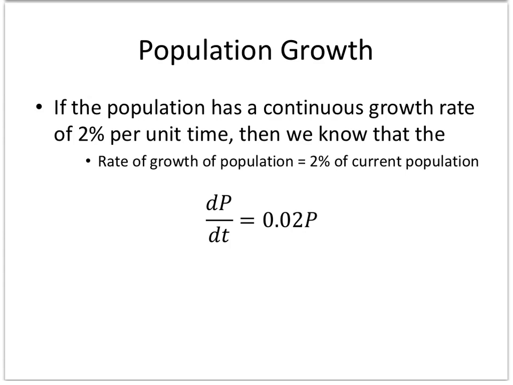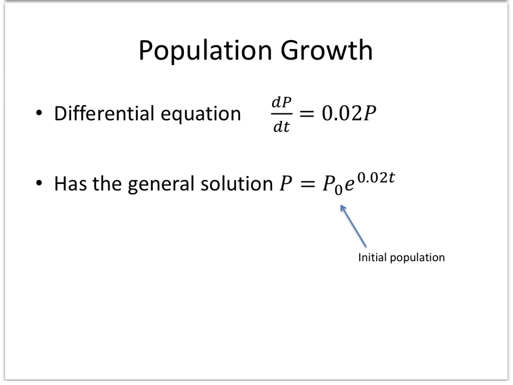So I could write my differential equation simply by 2%, 0.02, times whatever the population is at that time. At the beginning of these problems, they often ask you just to write the differential equation.